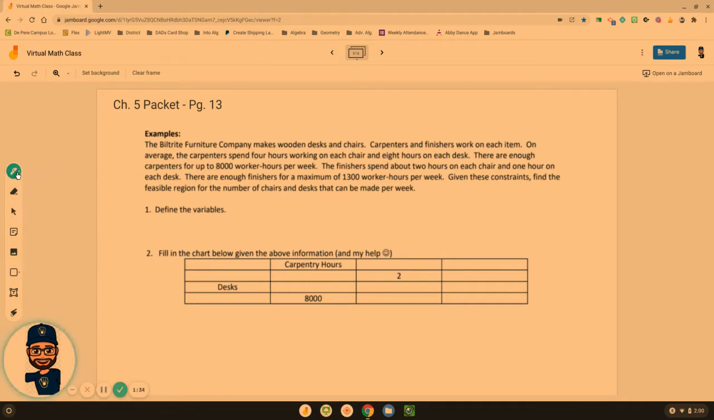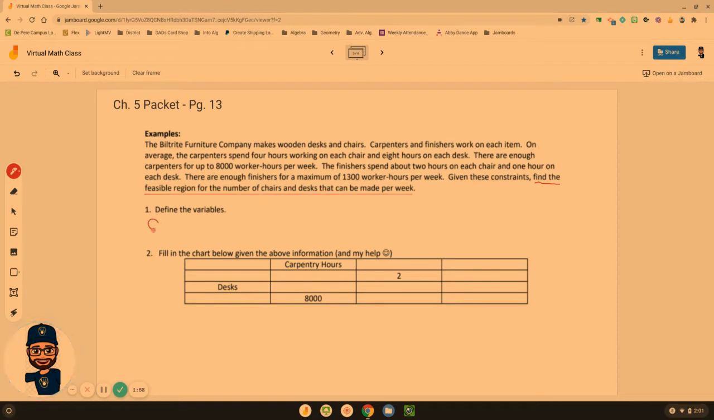Whew. A lot of information there, okay? But let's maybe focus on this last part. Often it's the last sentence or question that guides us into where to get started. Find the feasible region for the number of chairs and desks that can be made each week. All right, so that's what we're looking for in the end.